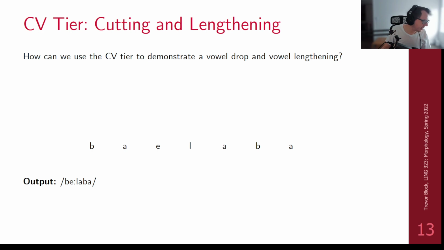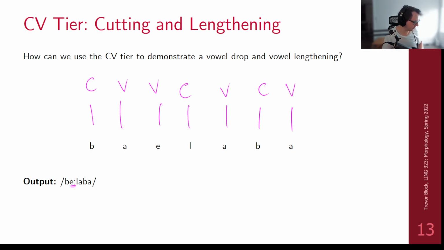Now, let's take a look at this. I'm giving you an underlying form, and we're getting an output. So we start with ba, a, la, ba, and in the end, we get be, la, ba. Okay, so what's happening here? What's happening to our CV template? Well, we start off with a very nice CV template that aligns perfectly. But the output is be, la, ba.